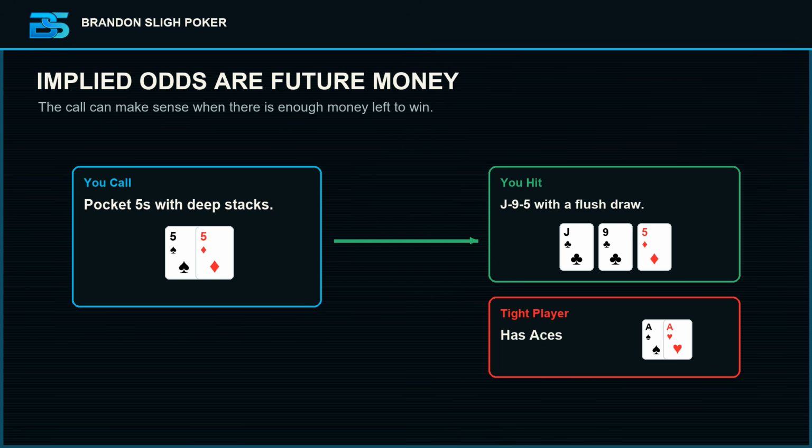Let's say you have pocket fives and raise in hijack position and a tight player re-raises you on the button. You decide to make the call because stacks are $500 effective in a 1-3 game. Most of the time, you miss the flop and fold to a continuation bet, which is fine. However, when the flop comes jack-9-5 with a flush draw and the tight player has aces, now you can win a big pot. The future money is implied odds.